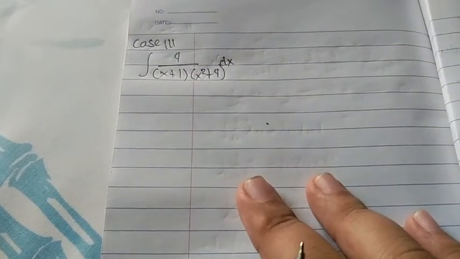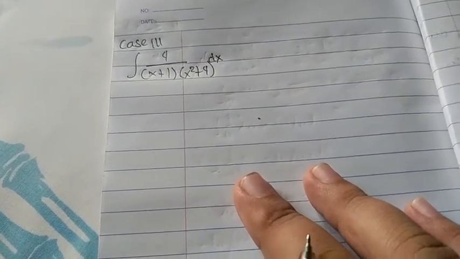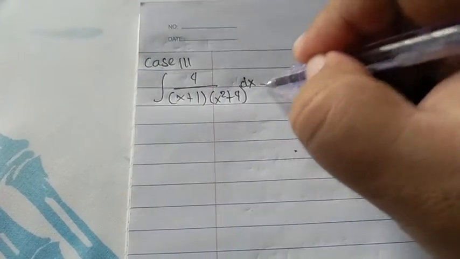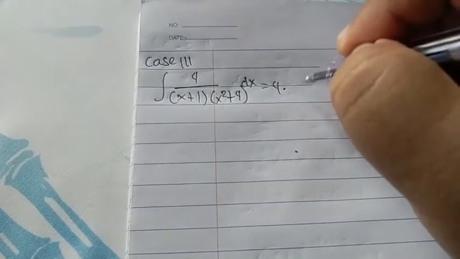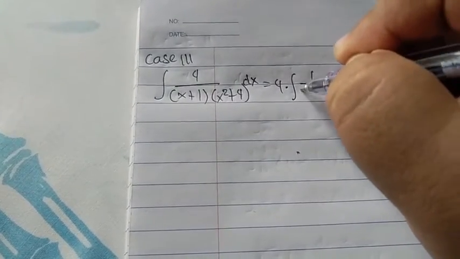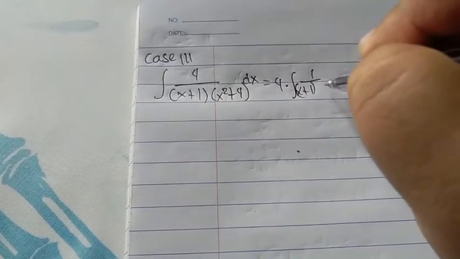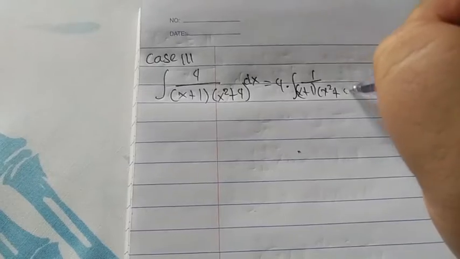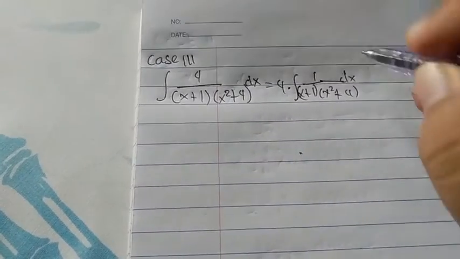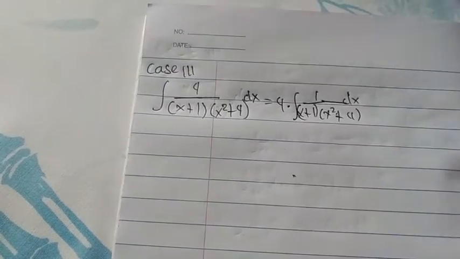So we have here case number 3. First we're going to take our constant out right here. This will be 4 times the integral of 1 over (x plus 1)(x squared plus 4) dx. Then after taking our constant, we take our partial fraction right here.